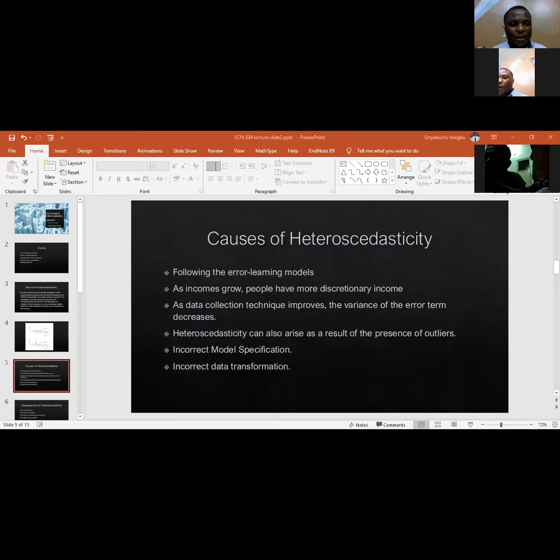Discretionary spending. And so we do not expect that you are going to spend all of your income on consumption, because immediately your income starts growing, your consumption pattern will definitely reduce. You will therefore need to focus more on, say, I need to build a house, I need to invest, I need to save for my family, I need to do this, I need to do that. You will start thinking of other things to do.